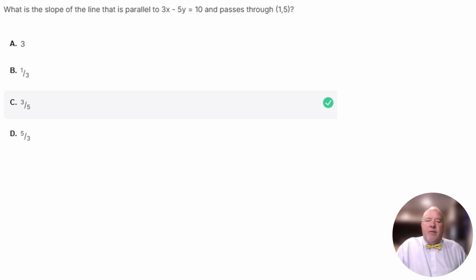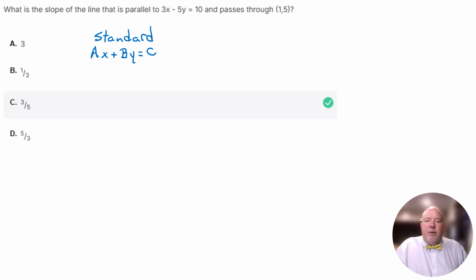So let's review those two forms real quick. And again, it's important that you know the different forms of linear equations. Standard form would be ax plus by equals c. And that's what we were given. So 3x minus 5y equals 10 is in standard form. And standard form is the least useful form because the a, the b, and the c don't tell you anything. They don't give you any information.